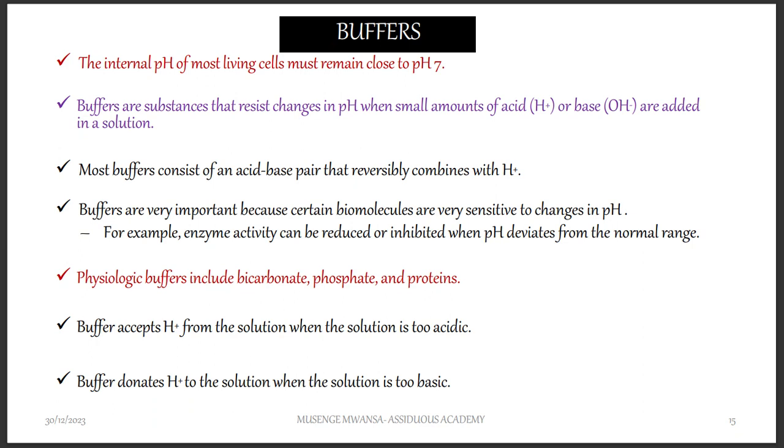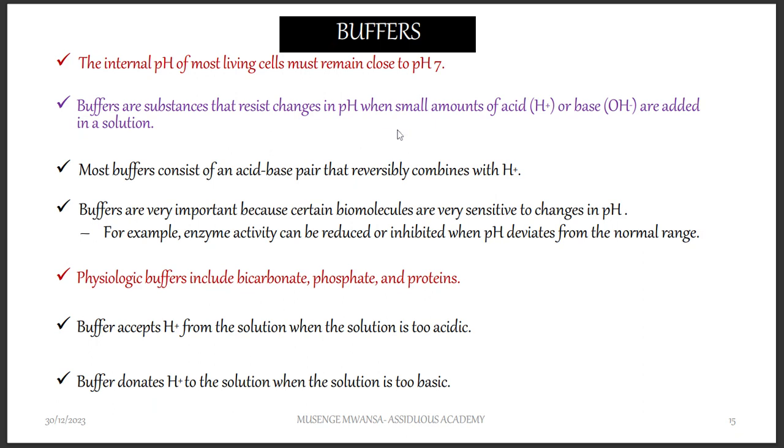So what buffers do is that, because some medicines that we take and some foods that we take are a bit different in pH, buffers are going to work in such a way that when you have got a change in pH, they are going to react with that change so that the pH is maintained constant. That's the basic function of buffers.